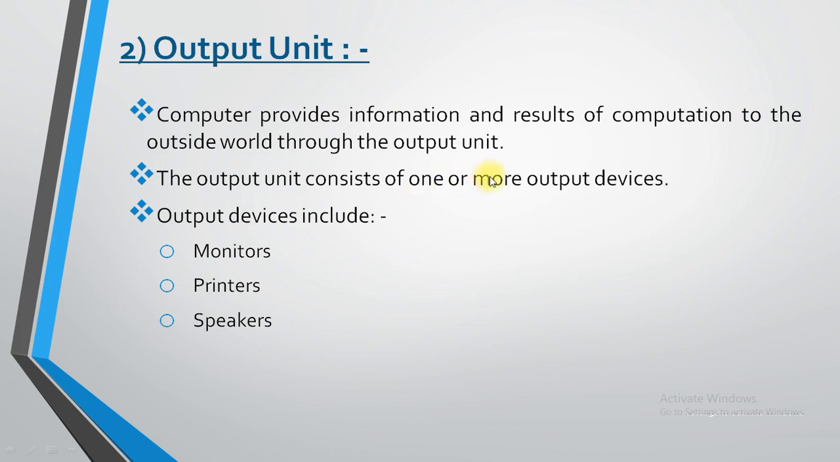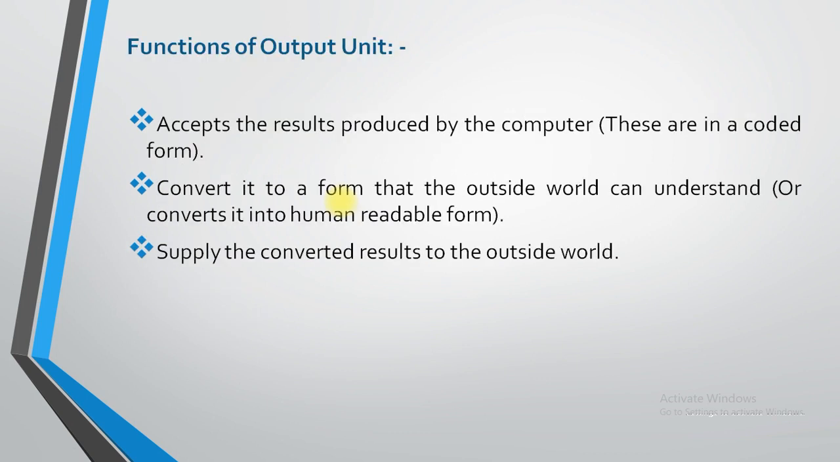Output unit provides the information or results of computation to outside the world using output unit. Output unit consists of one or more output device, similarly like input device. And here are the list of basic output device in which you basically working. These all are the functions of output unit. It produces result. It is produced by the computer, but that result is in the form of binary. So we need to convert that data into human understandable language, and after that it shows to the outside world. Outside world is nothing but it is a user.